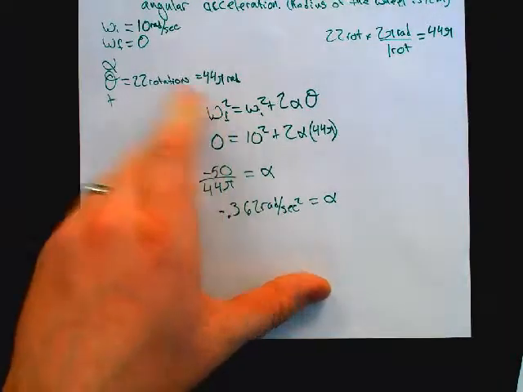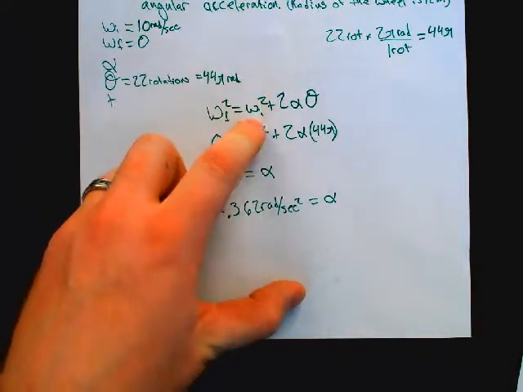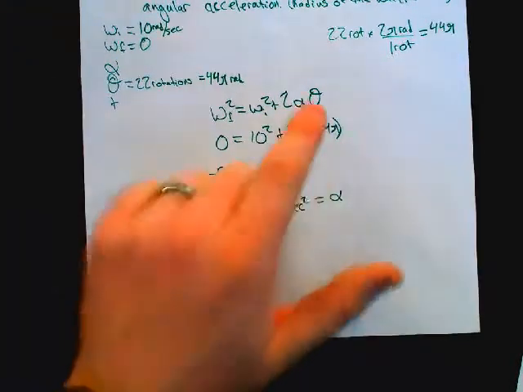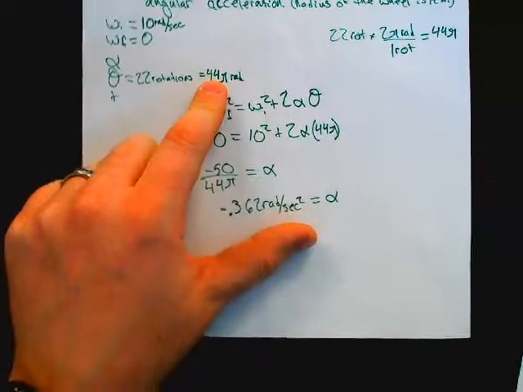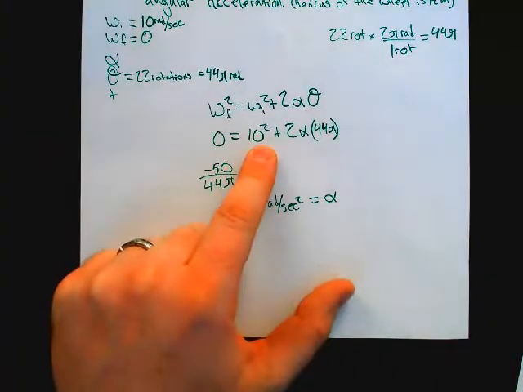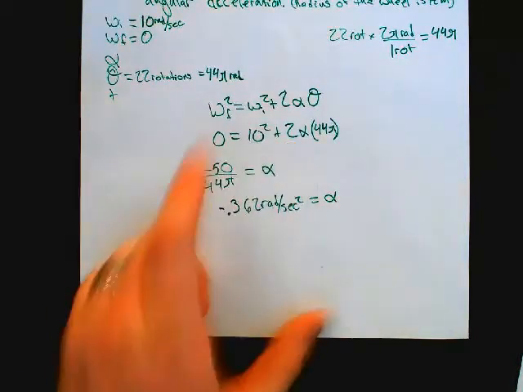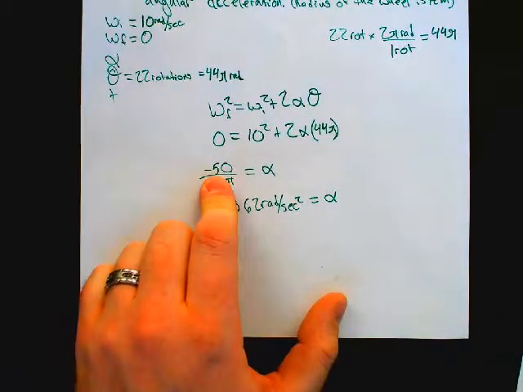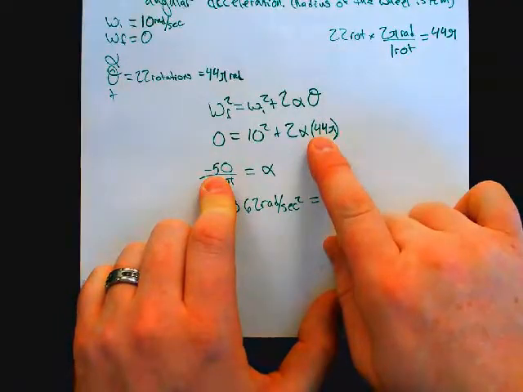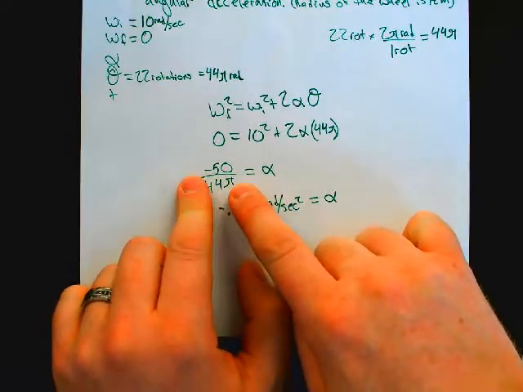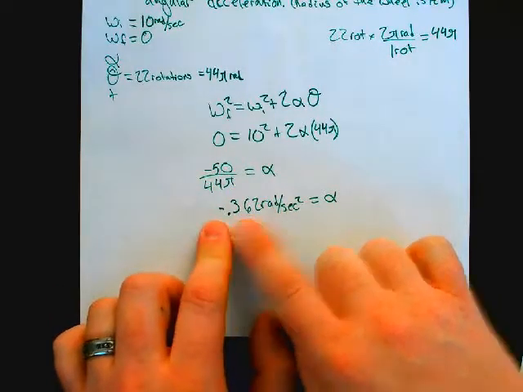That it was coming to a stop, that was 0. Omega I was 10. Alpha, we didn't know. Theta was 44 pi. Plugged them in. 10 squared is 100. I subtracted 100, and then I divided by 2. I got negative 50 on this side. Then I divided by 44 pi. Negative 50 over 44 pi equals alpha. Abby punched it into her calculator and got that value.